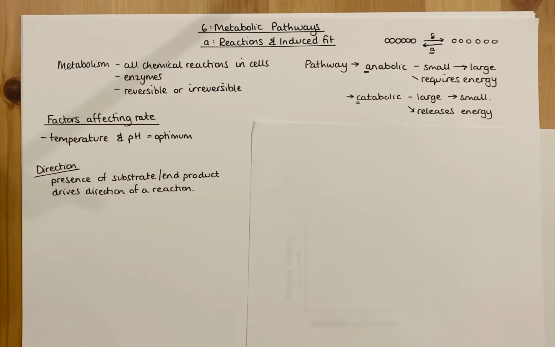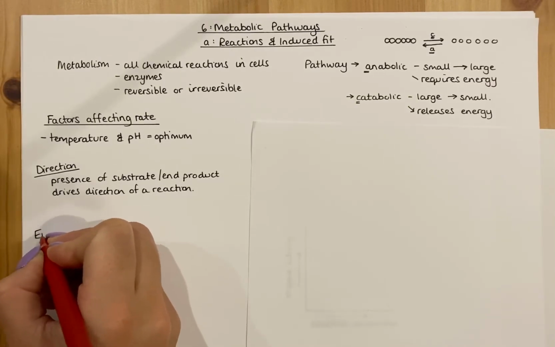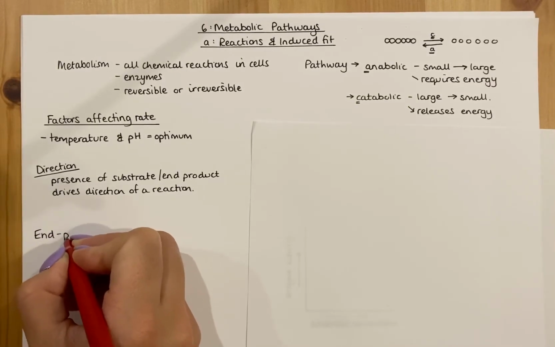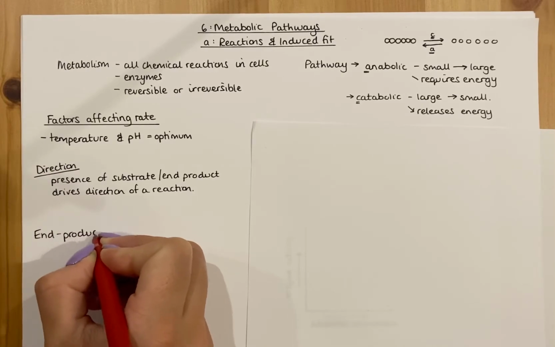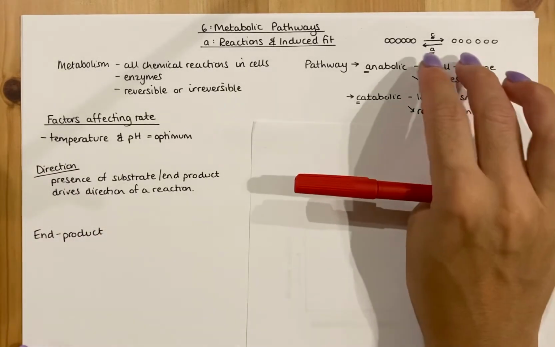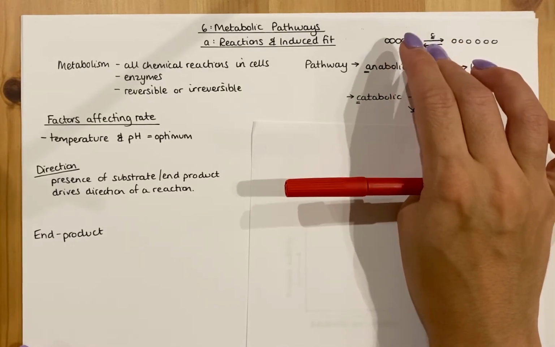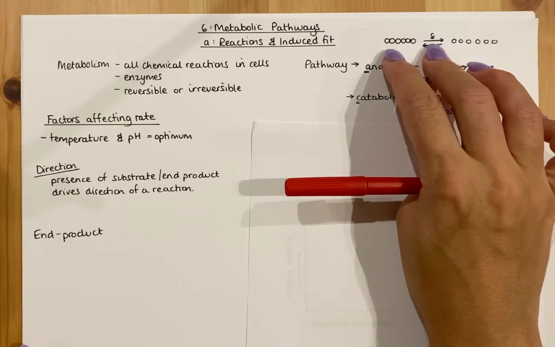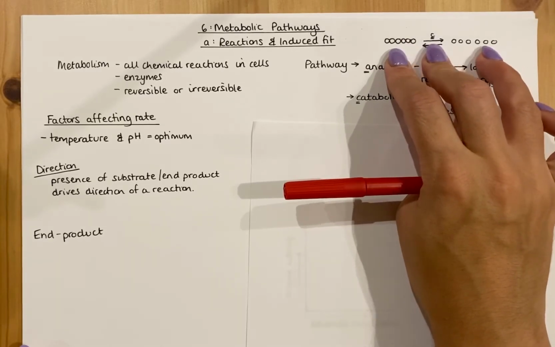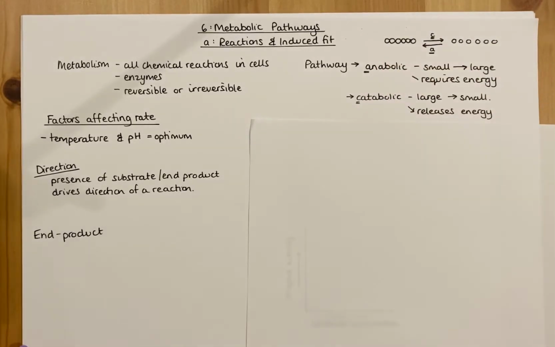So if we discuss end product concentration first, just because that's the shorter of the two. If you have a high concentration of end product, and what I mean by that is the thing that you're producing at the end of a reaction, okay? So for example, ignoring the anabolic pathway here, if we had a catabolic pathway and it had a large molecule being broken into smaller molecules, the end product would be the smaller molecules, okay, the thing that's produced at the end of it.